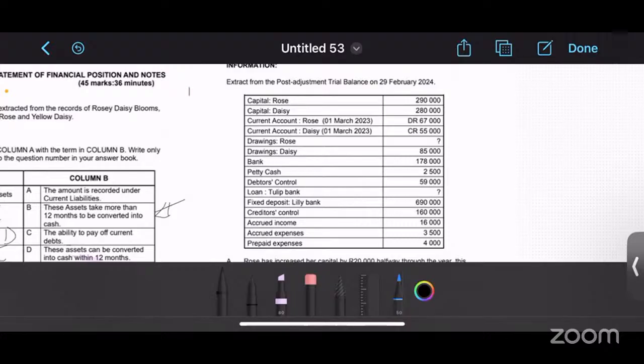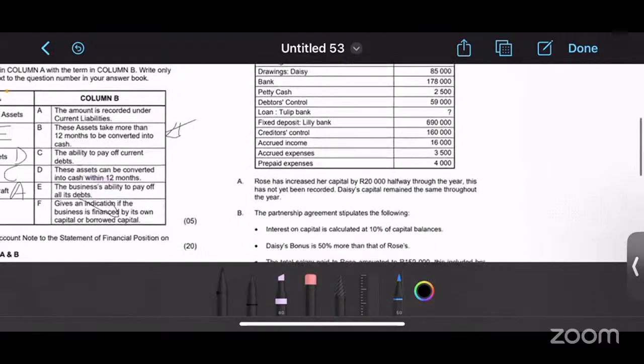Creditors control 160,000. Accrued income is 16,000. Accrued expenses 3,500 rent. We have prepaid expenses, which is 4,000 rand. Then information A says Rose has increased her capital by 20,000 halfway through the year. This has not yet been recorded. Daisy's capital remained the same throughout the year.